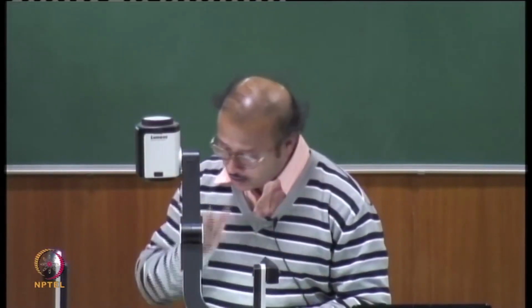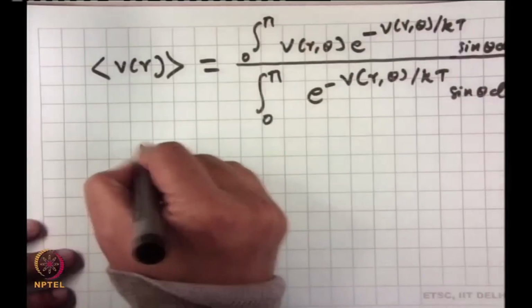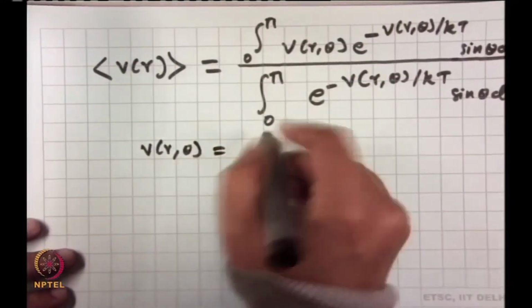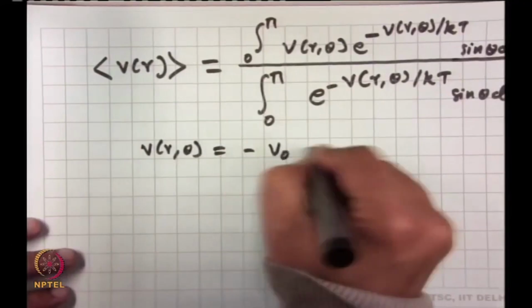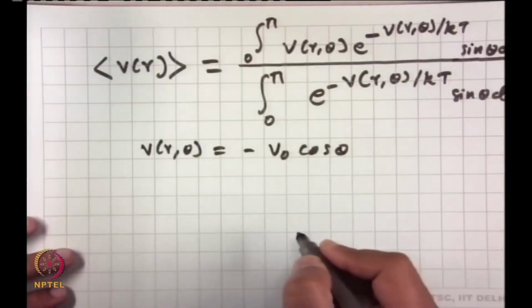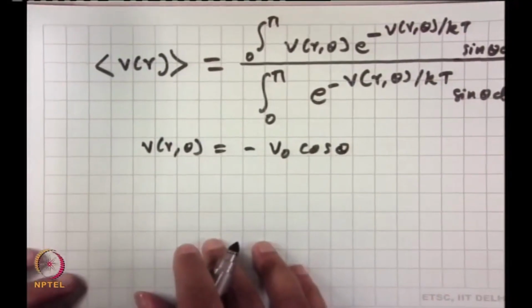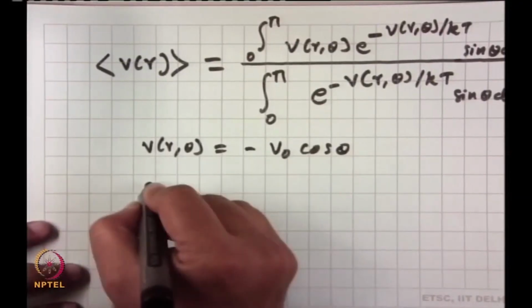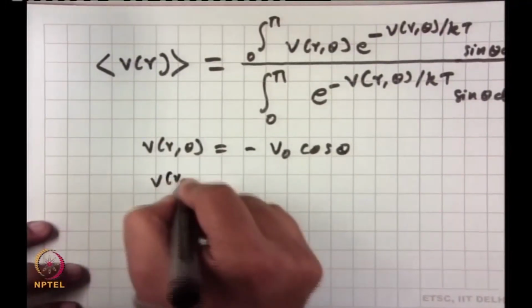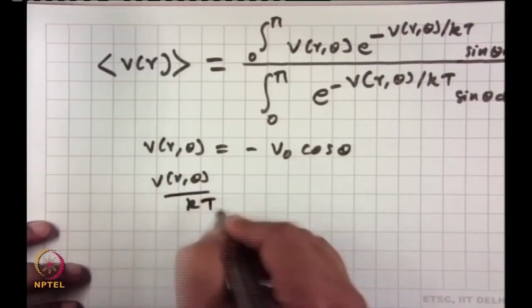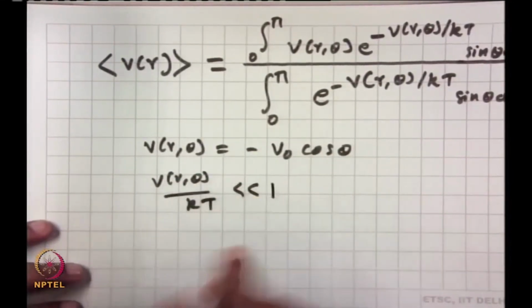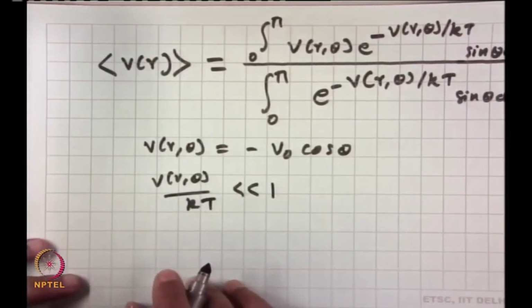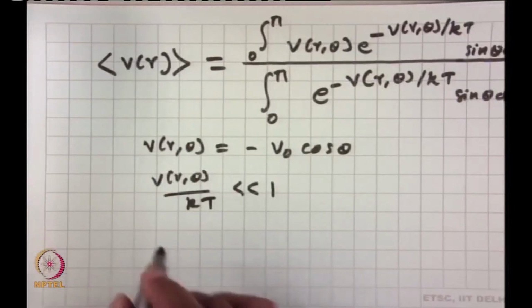So how? We will make an approximation. First of all, we know that V of r, theta is equal to minus V0 cosine of theta, from before. We will also do one thing: we will say V of r, theta by kT is much less than 1. Do you understand the significance of kT here?